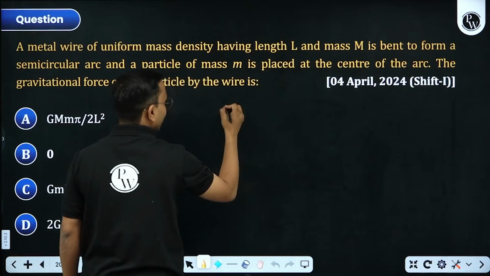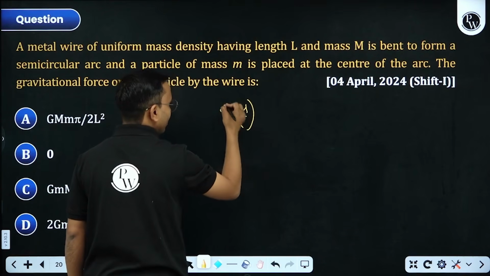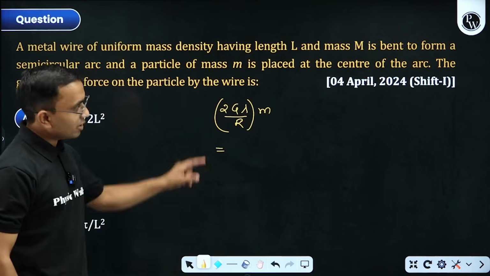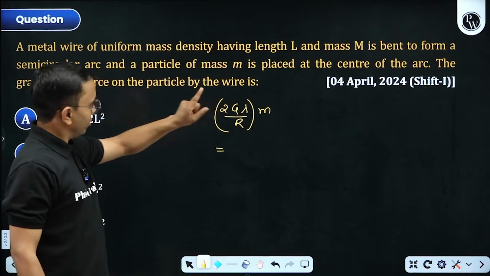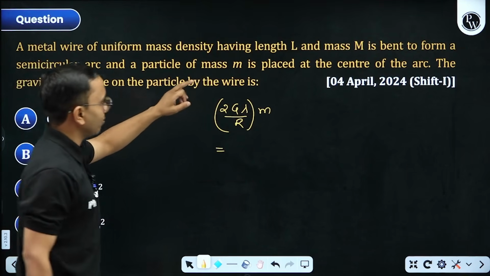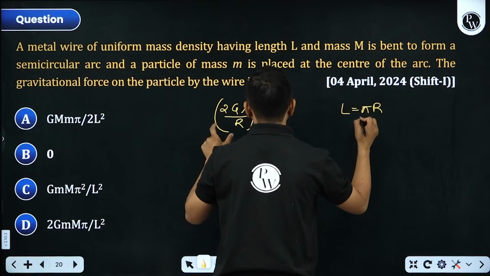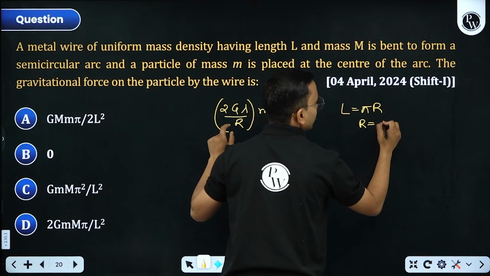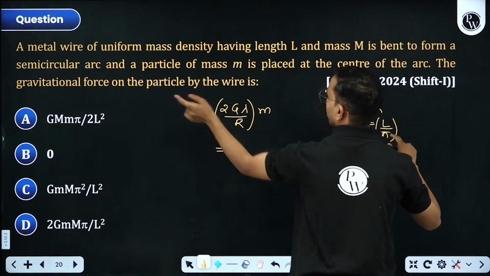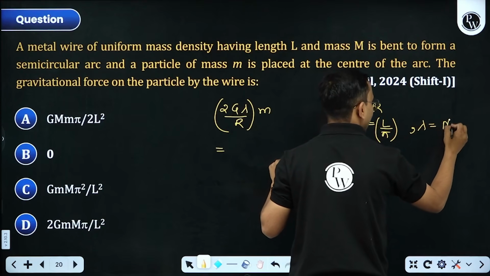So here the field is 2G lambda by r. This is my gravitational field, into the mass m. Now I need to put the variables in terms of the variables that are given in the question. Uniform wire, having uniform mass density, length is L, mass is m. So what is length? L, I'll say that is my pi r. So r will be equal to L by pi. Okay, radius is L by pi. I need to put radius here because radius is not given. Okay, L by pi, and my lambda is mass per unit length, m by L.